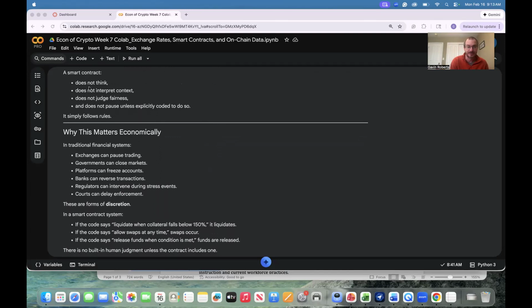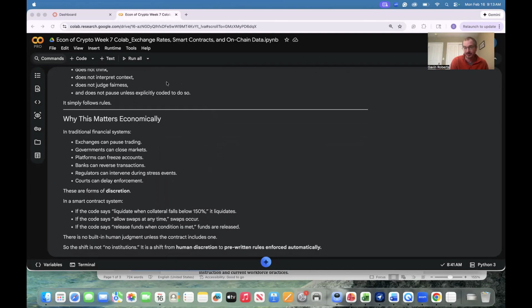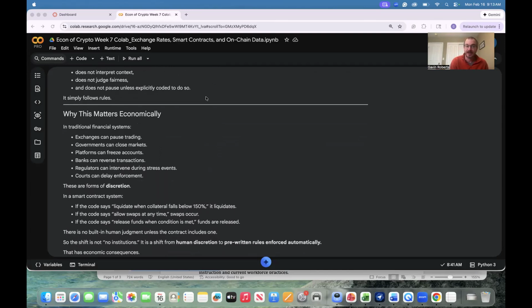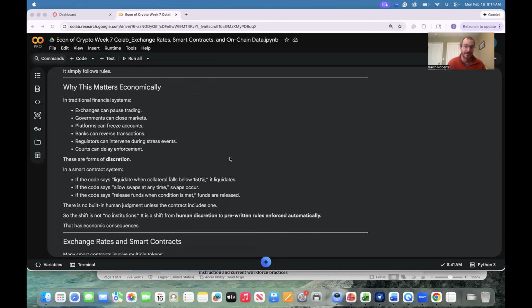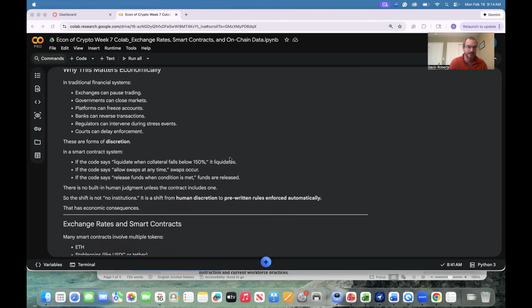Because a smart contract does not think, it does not interpret context, it does not judge fairness, and it does not pause unless explicitly coded to do so. Pausing we'll come back to, because that's maybe one of the things that happens in other types of financial institutions that smart contracts wouldn't allow to happen in many cases.